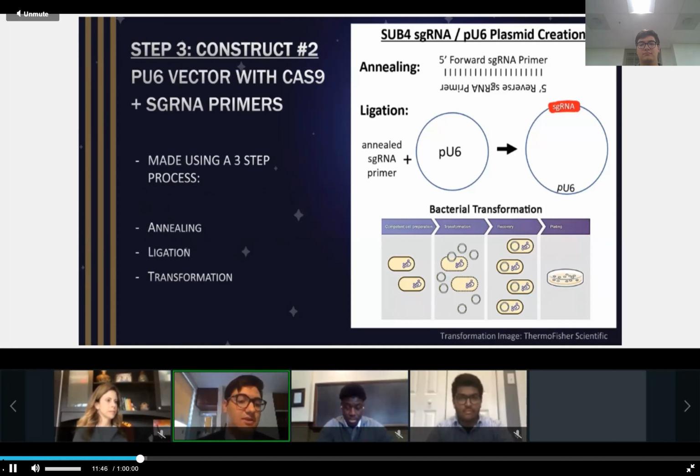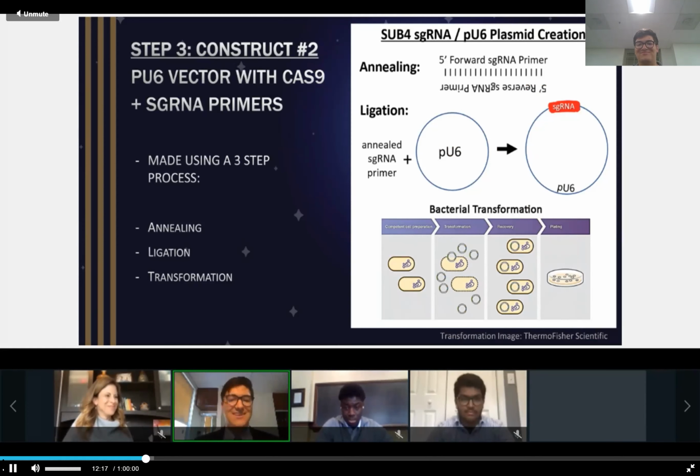First is annealing. So we had to anneal the forward and reverse primers here to make a double-stranded primer. And then once we had that, we had to ligate it in this pU6 vector, which contains the Cas9. So then you can see here, we would have the sgRNAs with the pU6 together. And then lastly, we transformed it in E. coli cells. And I think this is really like a toxic relationship. We take these E.